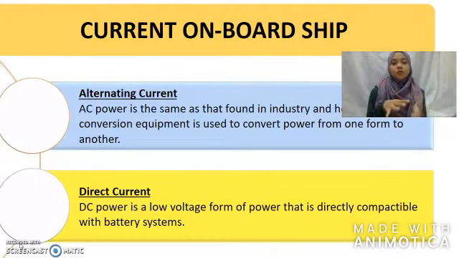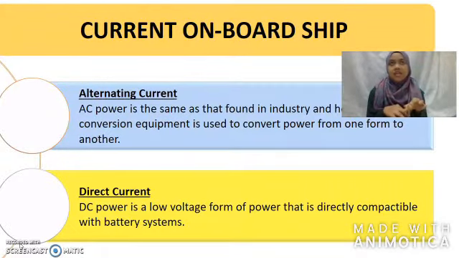Okay, next we move on to current on board ship. There are two currents, which are AC and DC. AC is alternating current. Alternating current is a form of electricity that alternates in direction at a frequency defined by the generator, usually 50 or 60 Hz. This current was popular in the early days because of two major factors that give advantage, which is it can easily be stepped up and stepped down and can easily be interrupted.